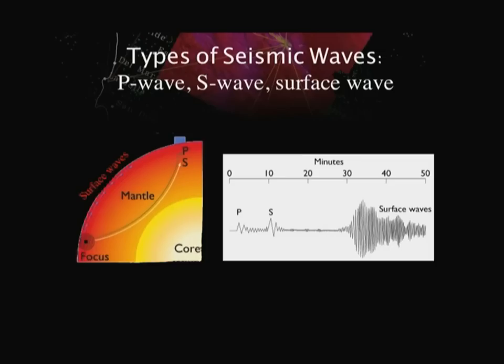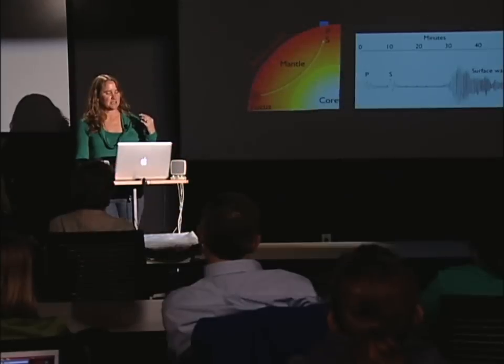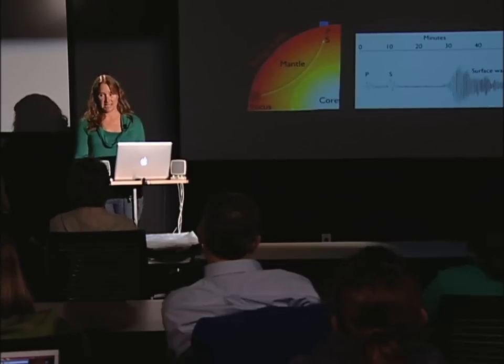Just to reiterate, the P and S waves are body waves. They go through the Earth and the interior of the Earth, and the surface waves go on the exterior of the Earth. So if you have a really deep earthquake, the surface waves are kind of small. If you have a shallow earthquake, the surface waves are going to be larger. So the question is, do the surface waves do the most damage? And the answer is yes.